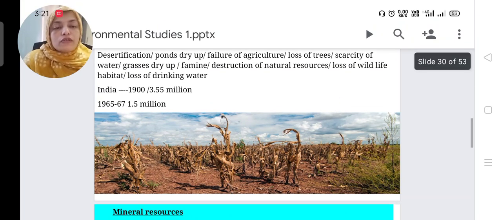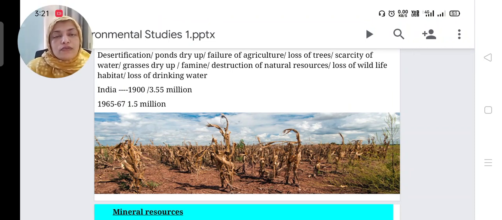So today we discussed some part of forest resources, deforestation, its causes and solutions. Then we discussed water resources also.